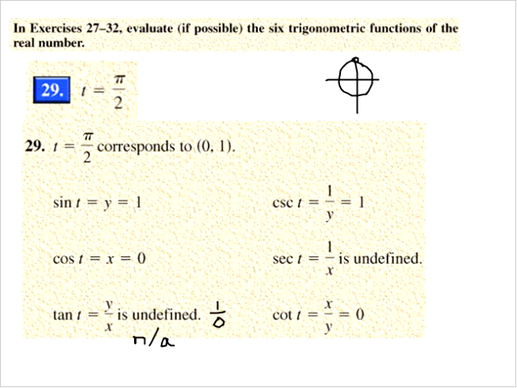Cosecant is 1/sine, so that's still 1. Secant is 1/0, which is undefined or not applicable. And cotangent is the inverse or reciprocal of tangent, so that's 0/1, and this time that does equal 0.